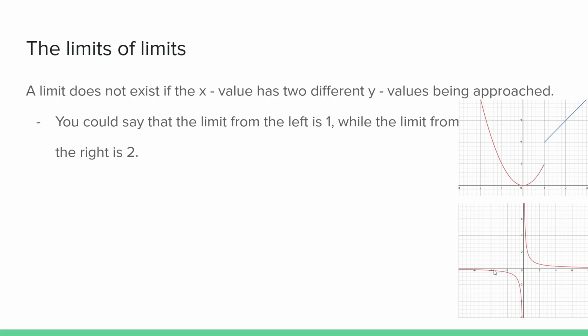As for this one down here, you could say that as x approaches 0 from the left is negative infinity, and as it approaches 0 from the right is positive infinity. But they don't go to the same number, so the limit doesn't exist.